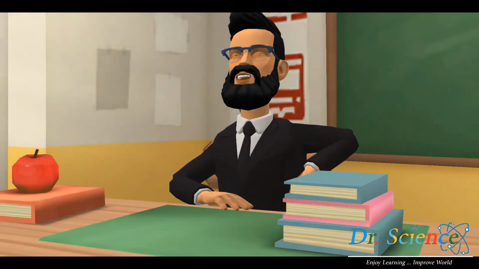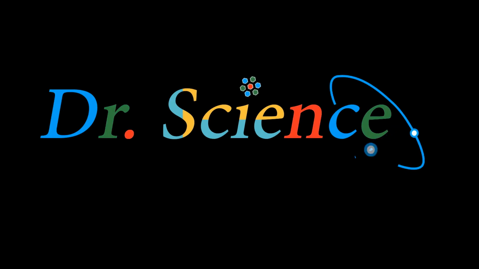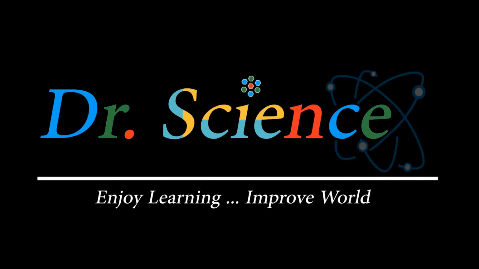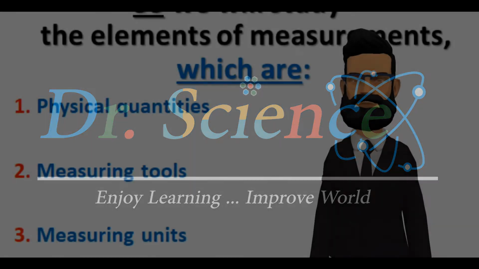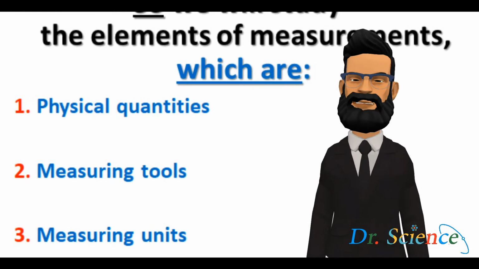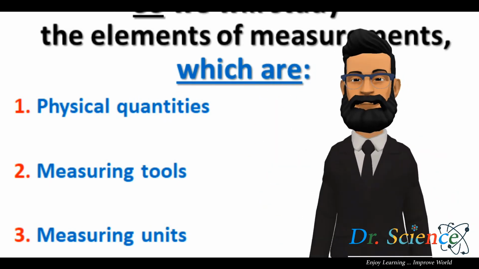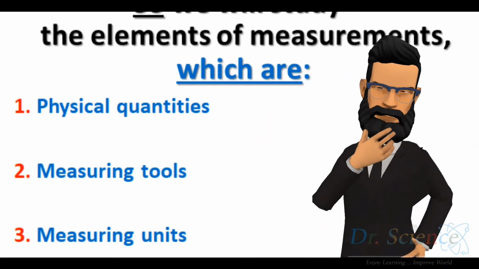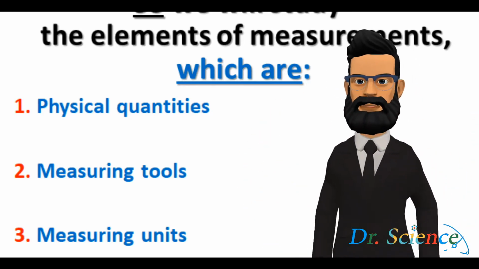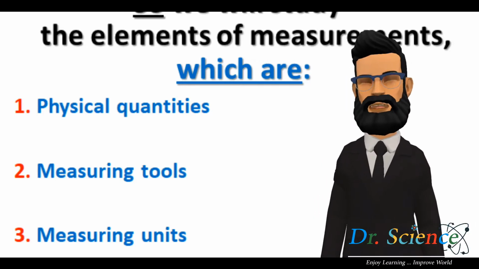And now, let's talk about the elements of measurement. The elements of measurement are: 1. Physical quantities, 2. Measuring tools, and 3. Measuring units. And now, we will talk about the physical quantities, which need to be measured.